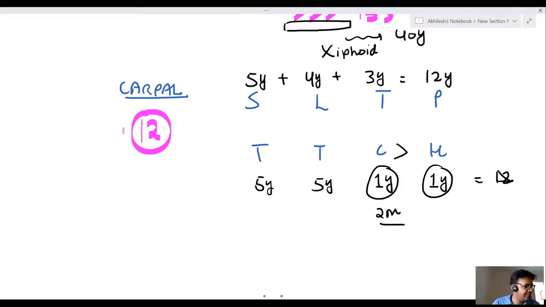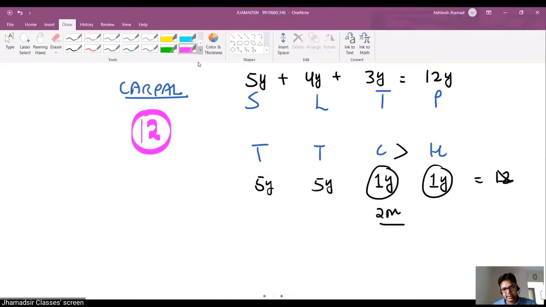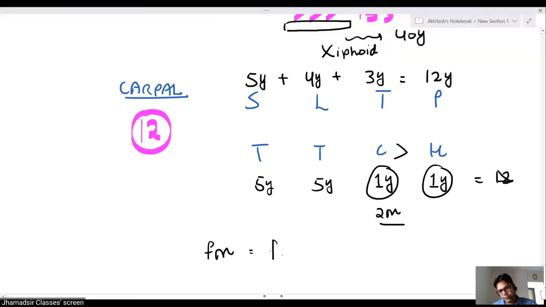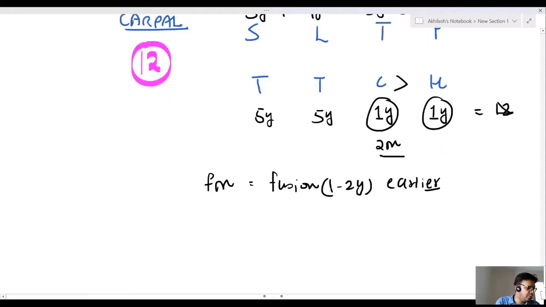Anyways, I'm going for some rapid program. See, write down. Now, in age, in female, you can write down one more line. In female, fusion is 1 to 2 years earlier.